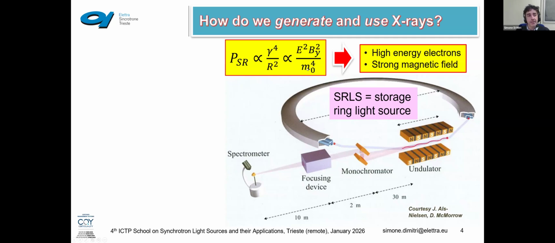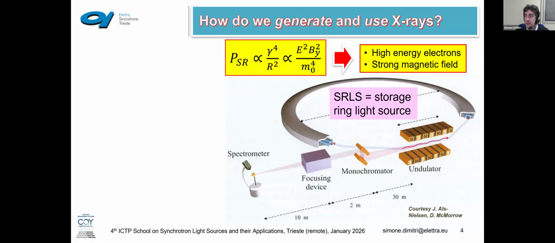So a proton has typically 2000 times heavier rest mass than an electron. That means that the lighter the particle is, so the smaller m0 is, the larger the power of synchrotron radiation emitted will be for the same particle energy and the same magnetic field. That's why we don't typically accelerate protons to emit radiation, because they are not very efficient emitters of synchrotron radiation for the same total energy and the same magnetic field, right? And that's why we use electrons instead, which are the lightest massive particles we know.